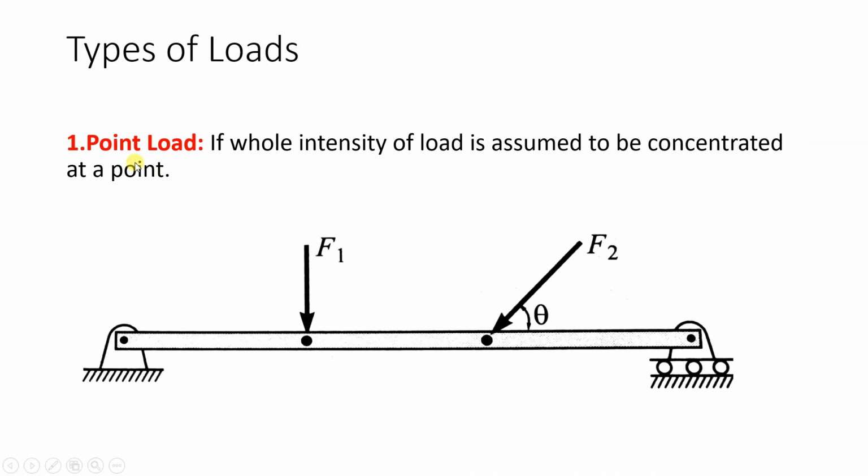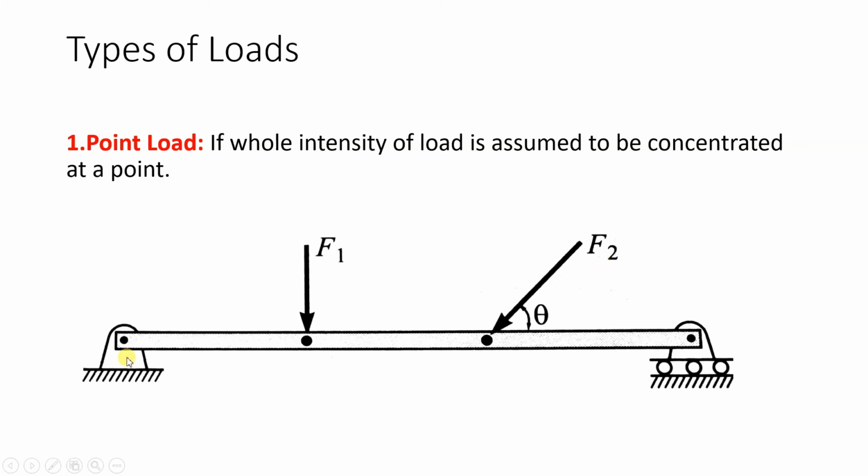Next we will see the types of load which are acting on this beam. First type of load is point load, which is also called concentrated load. If the whole intensity of load is assumed to be concentrated at a point, so here you can see this load is acting at a point. So this is point load. So F1 is a point load, F2 is a point load.